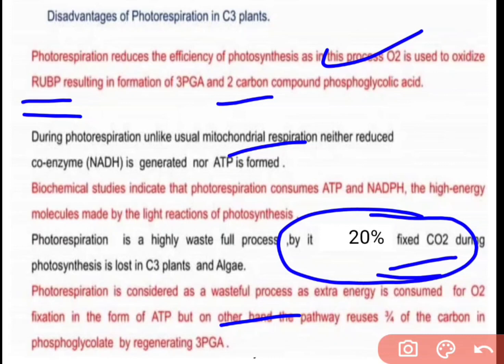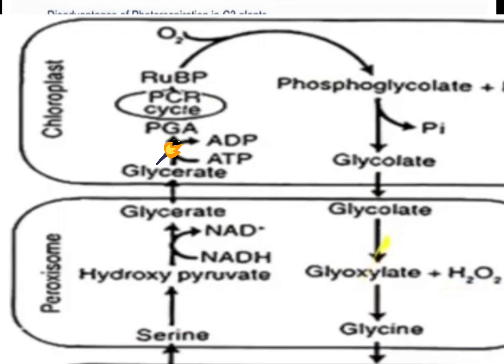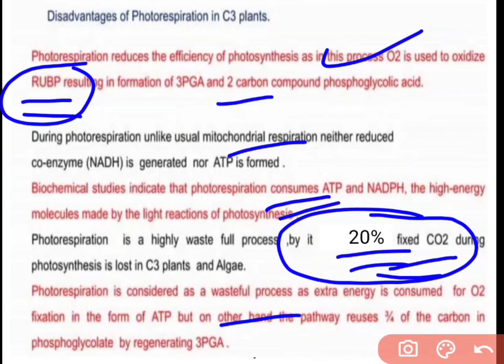From the already formed RuBP, we are losing carbon dioxide, and that too by consuming ATP. So we are consuming ATP, and the process is consuming NADPH. It is an energy dependent process, and the energy is being consumed for what? For losing the already fixed carbon dioxide. So this decreases the efficiency of C3 plants.